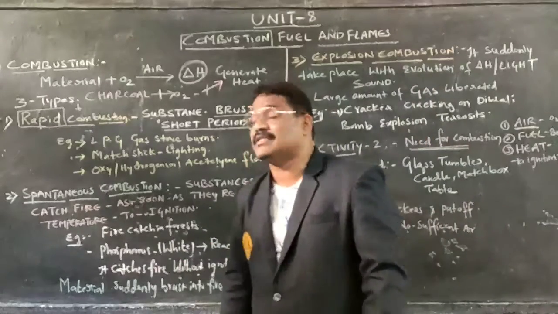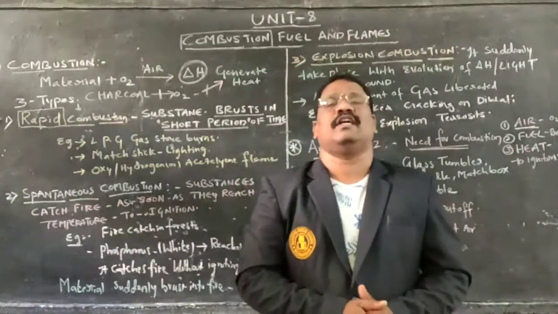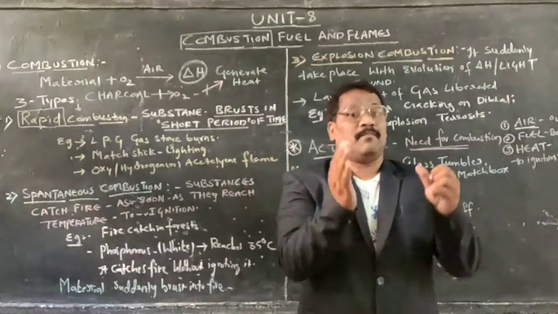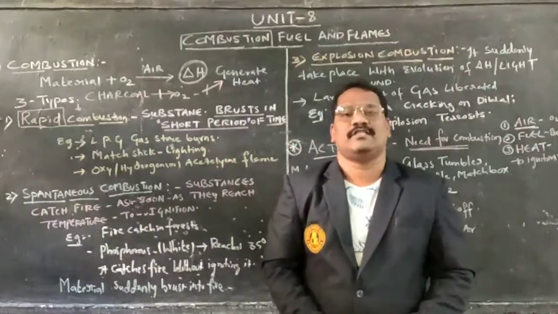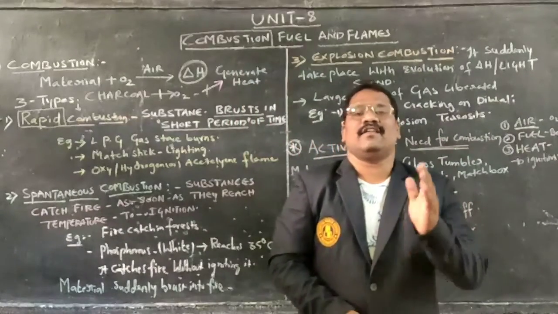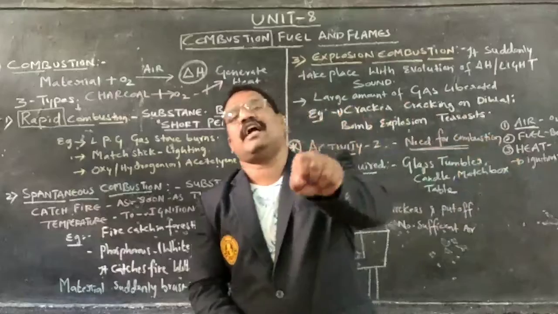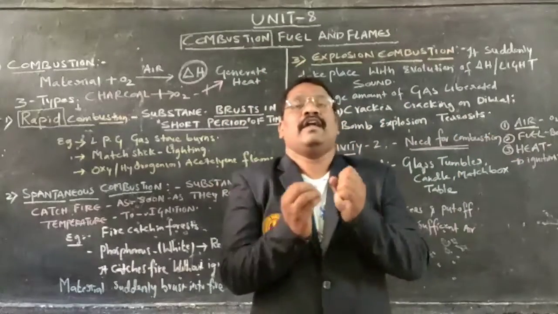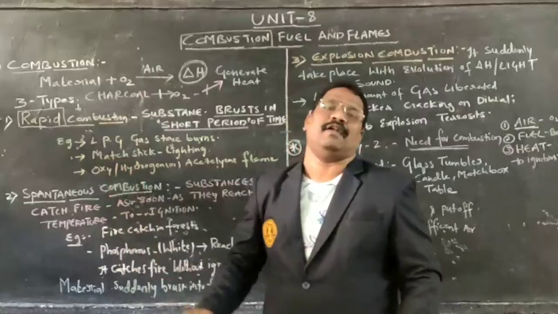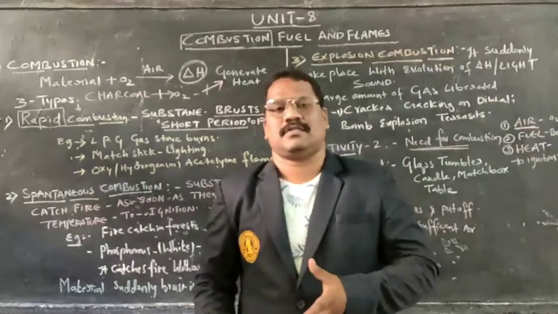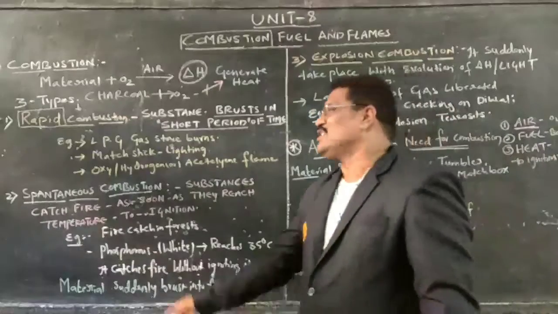Another example is welding. If you go to a welder shop, 2 types of material are used to give fire or flame. One is oxyhydrogen flame, the other one is oxyacetylene flame. As he switches on that oxyacetylene or oxyhydrogen flame and lights it with a matchstick, it bursts up in the form of fire. That type of combustion is nothing but rapid combustion. If a substance bursts within a short period of time, we call it rapid combustion.